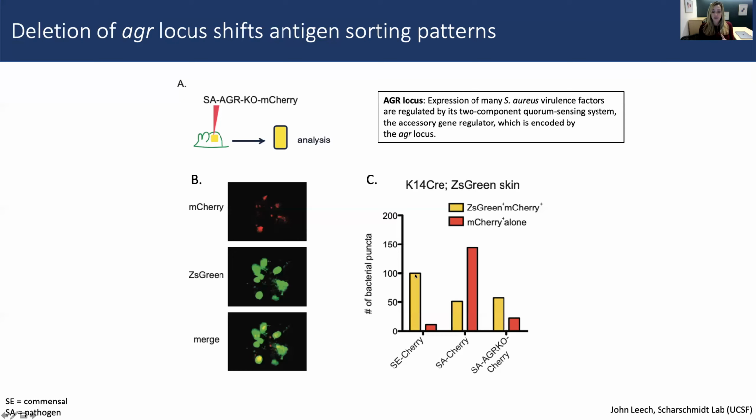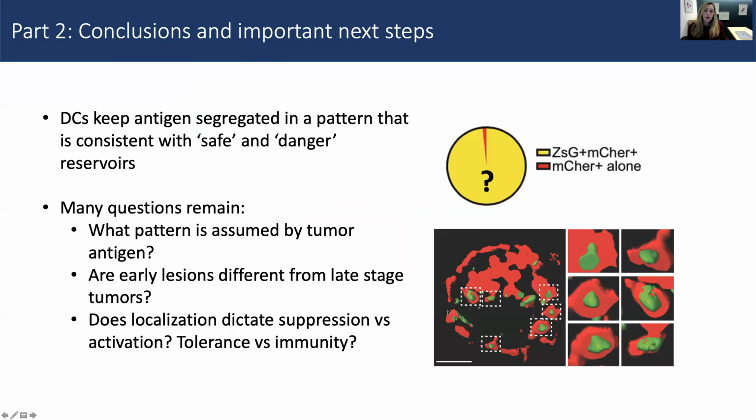So here's what you see with Staph epi, safe and commensal, where most of it's co-housed; Staph aureus, danger, most of it's separate. And then with the AGR knockout, you can see that you shift back to the majority of the antigen being co-housed with self. So while that's just a taste of the type of data that we are generating and the questions that we're interested in investigating, in terms of conclusions from this work, there are obviously more questions than answers at this point, as is probably the case with many new labs.